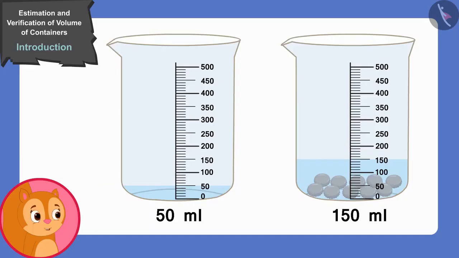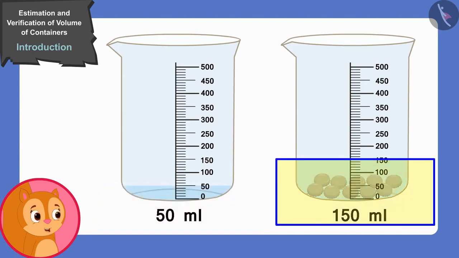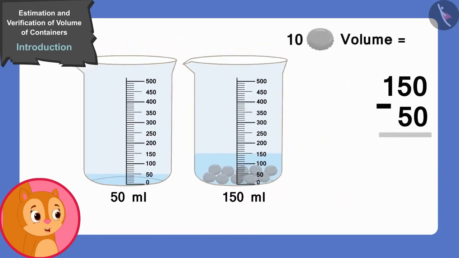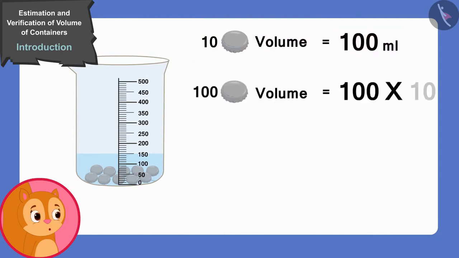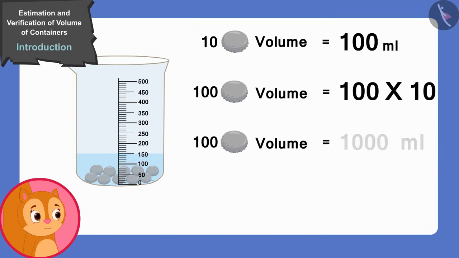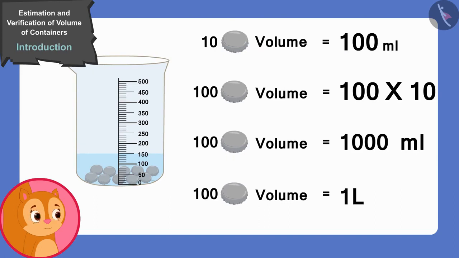Well, first the water level was at 50 milliliters and now it has risen to 150 milliliters. That means the volume of 10 lids is 100 milliliters. And if the volume of 10 lids is 100 milliliters, then the volume of 100 lids will be 100 multiplied by 10, that is 1000 milliliters or 1 liter.